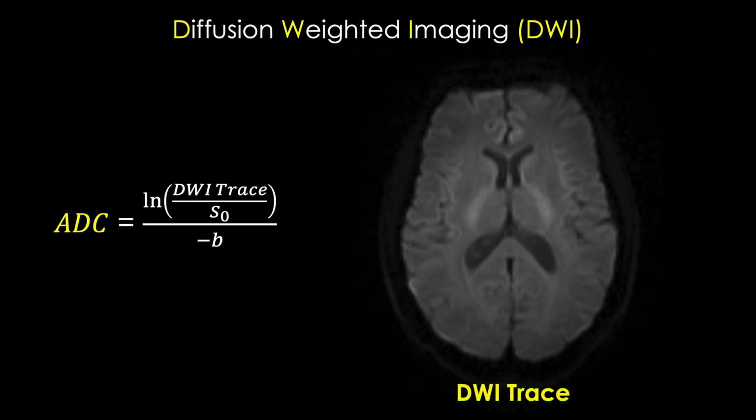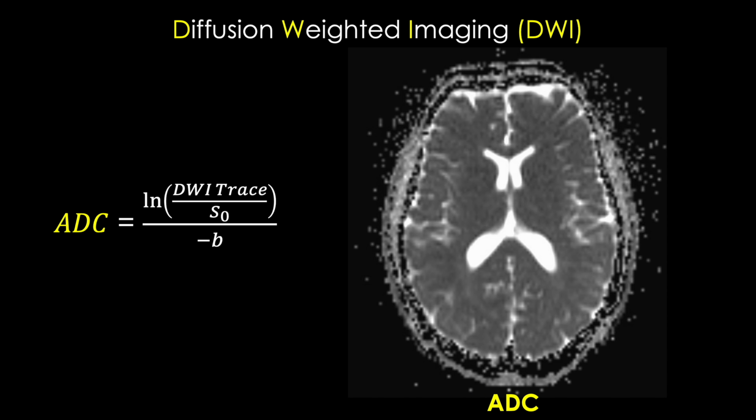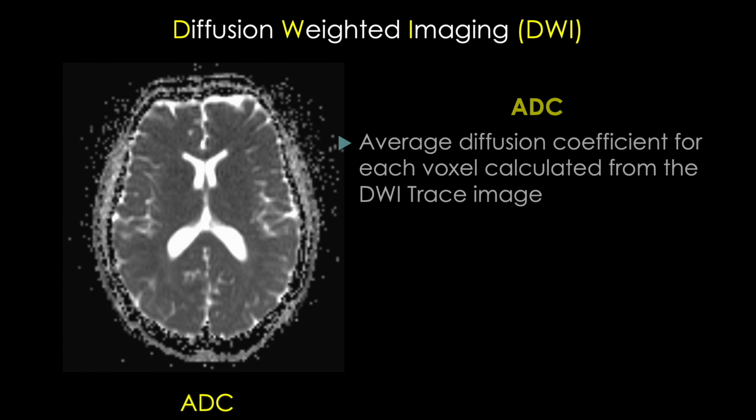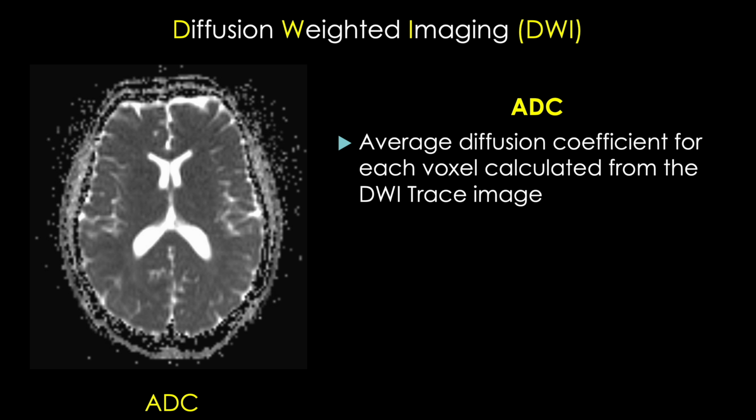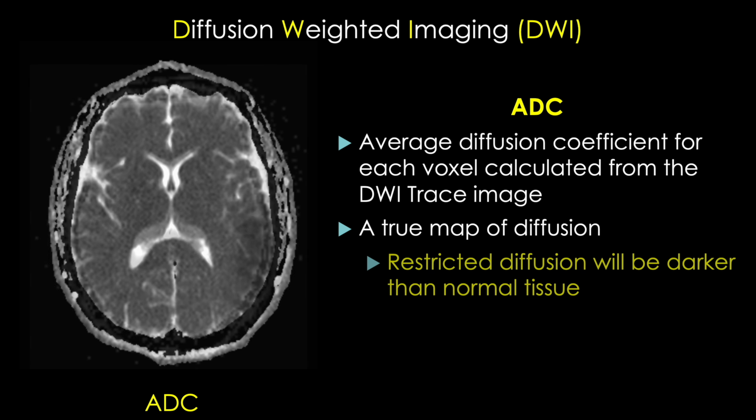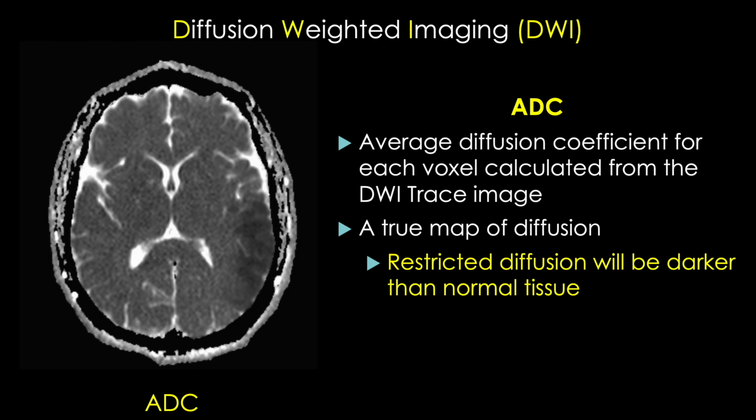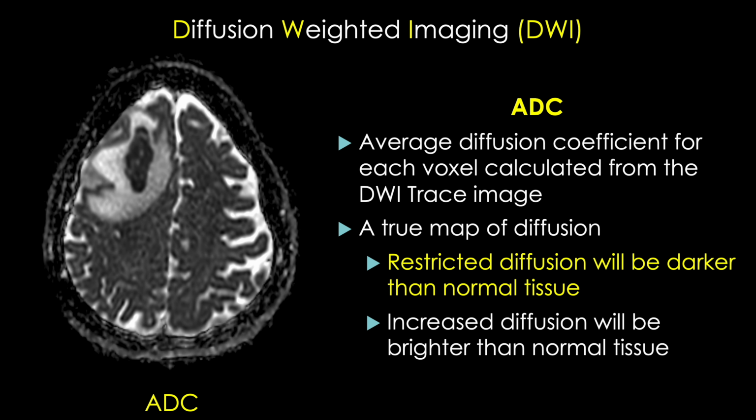From here, we can apply a black and white color scheme to the calculated values, what we call our ADC image. Confusingly, the ADC image stands for apparent diffusion coefficient, but it's in fact the average diffusion coefficient for each voxel calculated from our DWI trace image. This reflects a true map of diffusion. By convention, the lower the value, the darker shade of gray we assign, meaning restricted diffusion will be darker than normal tissue on our ADC image as we see here. Conversely, increased diffusion will be brighter than normal tissue, which we'll talk about later.